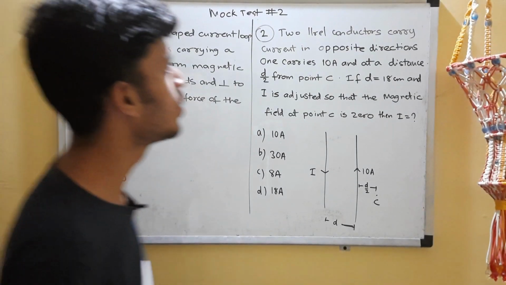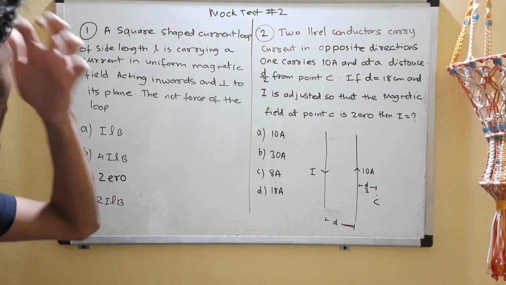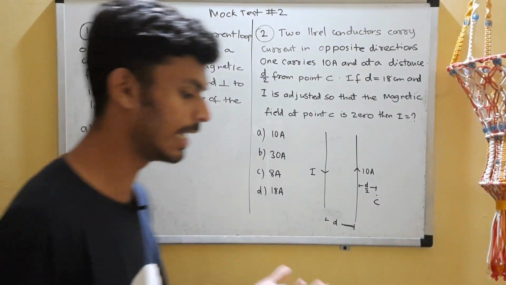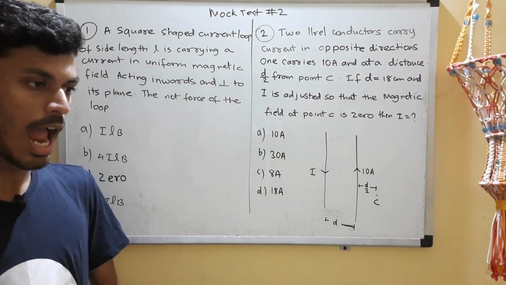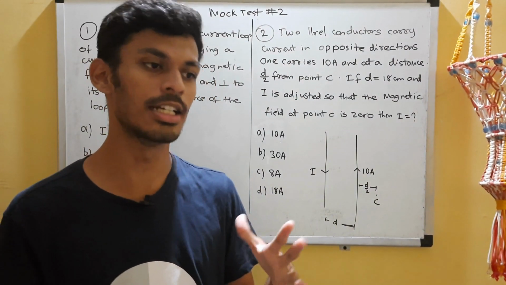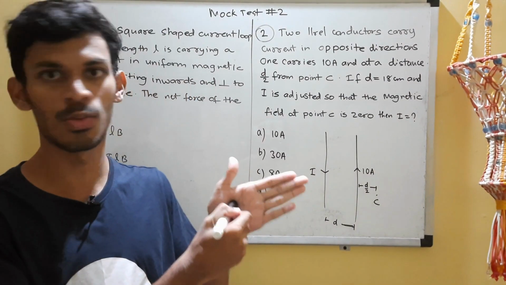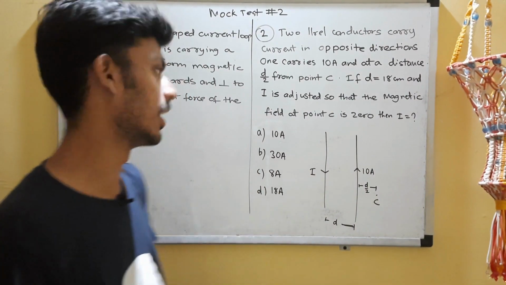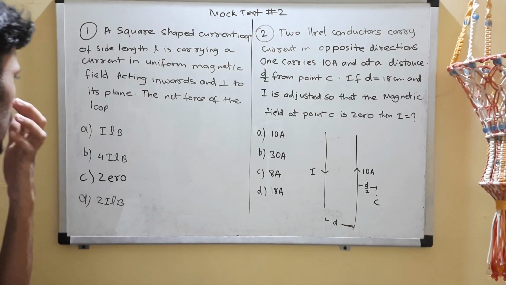So question 1 and 2 over here, let's get to it. In question 1 we have a square shaped current loop of side length L. It is carrying a current and it is placed in a uniform magnetic field. The direction of the field is perpendicular to the plane of the square loop and it is into the plane. You are supposed to find the net force on the loop.